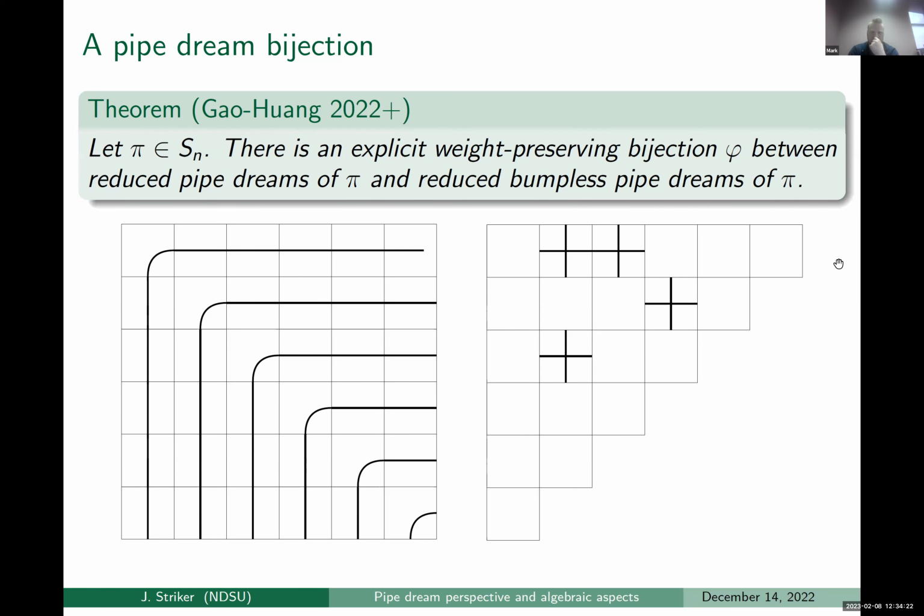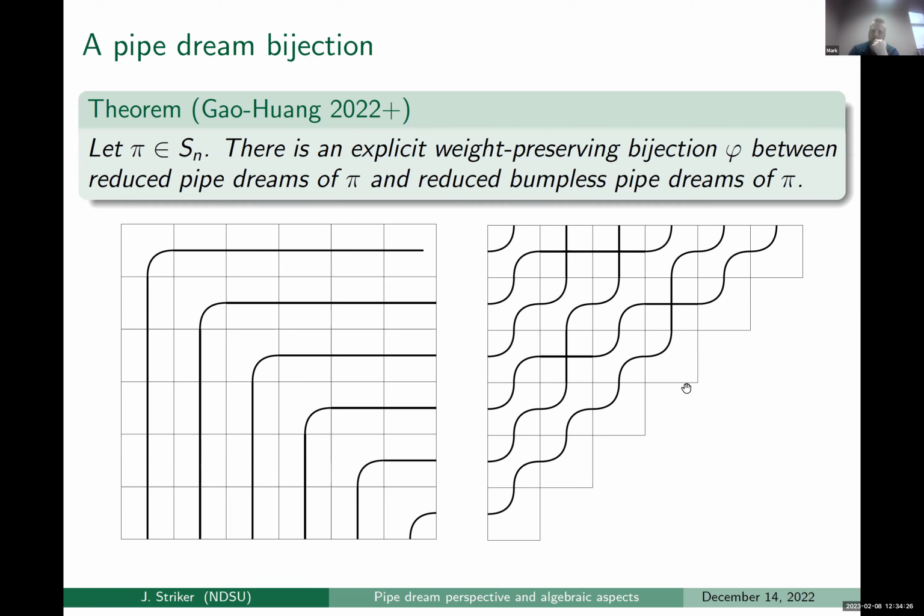And now we have something with these cross tiles. And if we just fill in all of the rest with the only other possible tile for what a pipe dream is, you get something for that permutation with the crosses in the correct rows so that the weight for the Schubert polynomial is preserved.